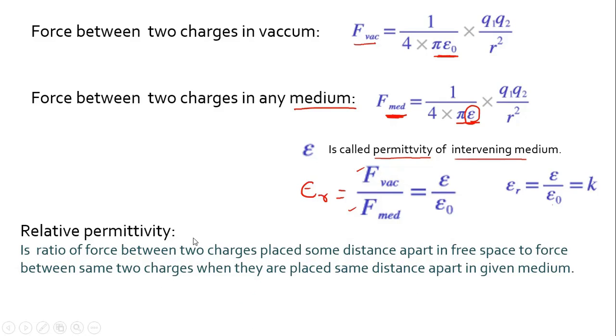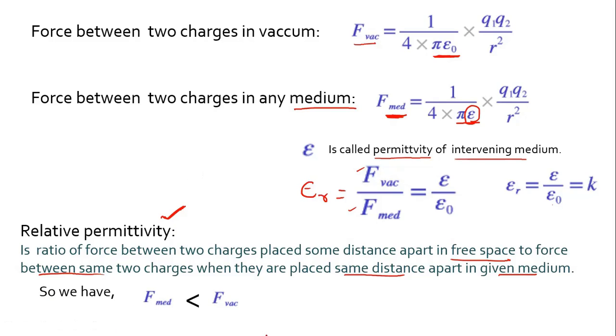So the definition of relative permittivity: it is the ratio of the force between two charges placed some distance apart in free space to the force between the same two point charges when they are placed the same distance apart in a given medium. So it is the ratio of two forces. Another important concept related to relative permittivity is that it is a dimensionless and unitless quantity. Keep in mind, for epsilon naught we defined the unit in the previous article. In this video I have given you the unit and the value of epsilon naught, but the relative permittivity is unitless and dimensionless. It has only a magnitude part.